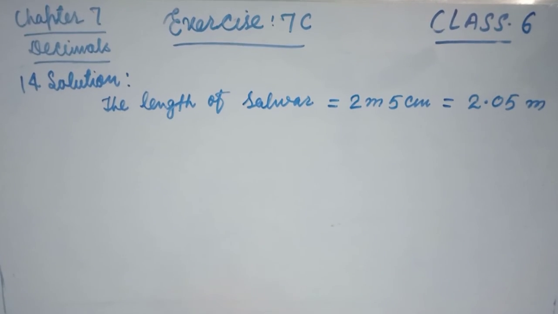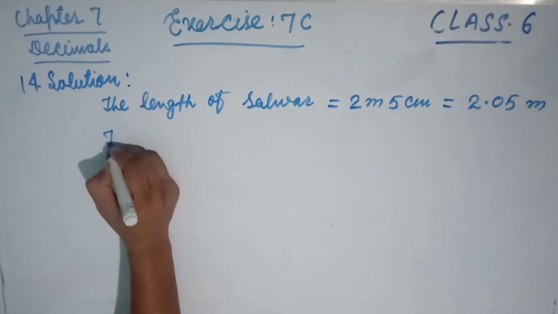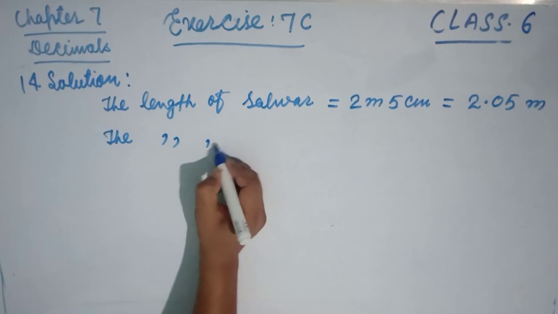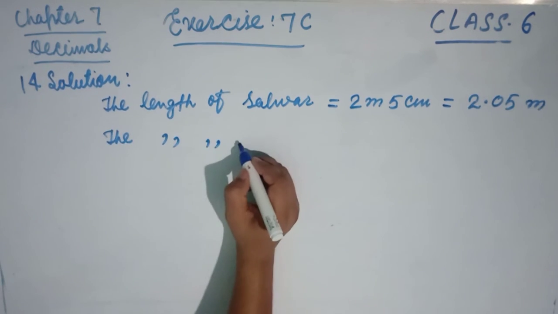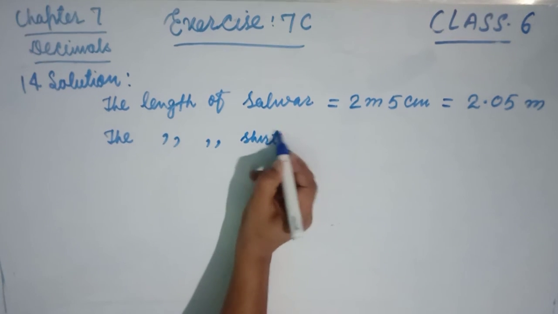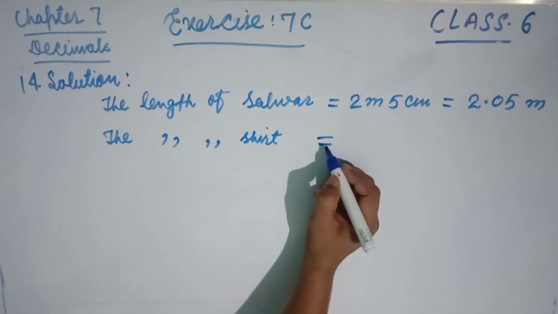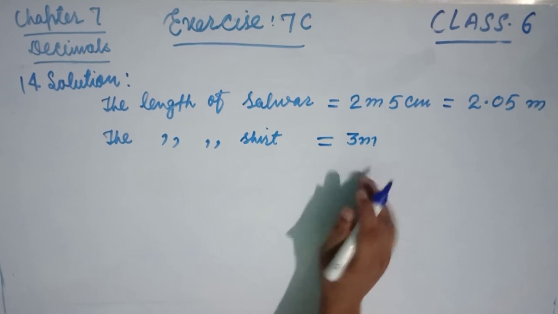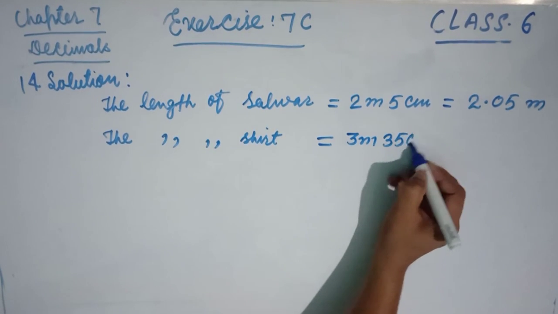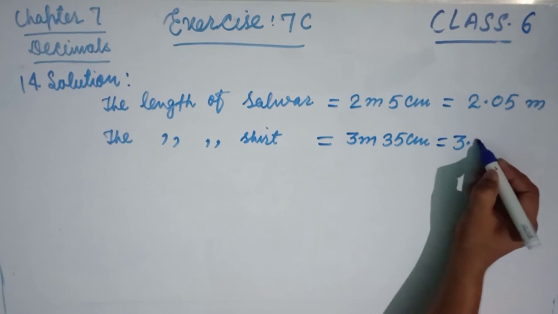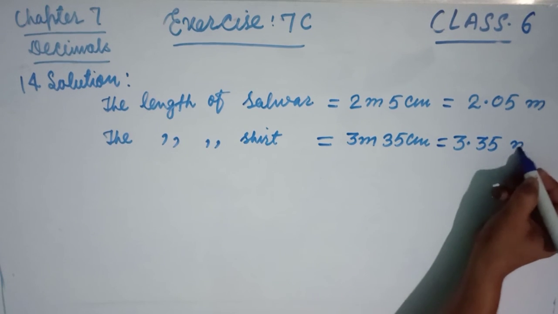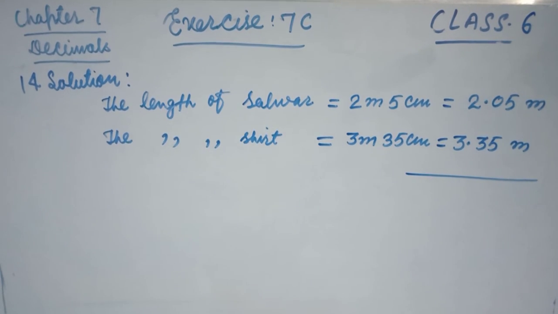Okay, now the next thing given is the cloth for her shirt. Similarly, the length of shirt is equal to 3 meter and 35 centimeter. So this could be written in meter as 3.35 meter. Now add their values, because we have to add their values.